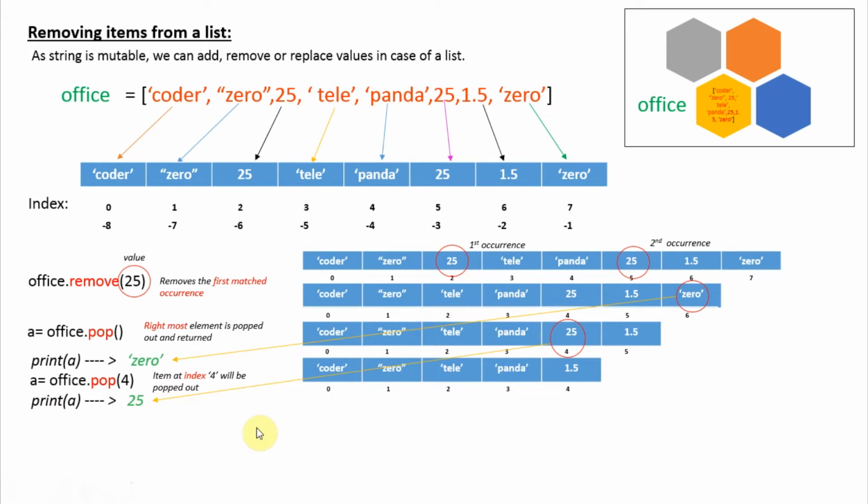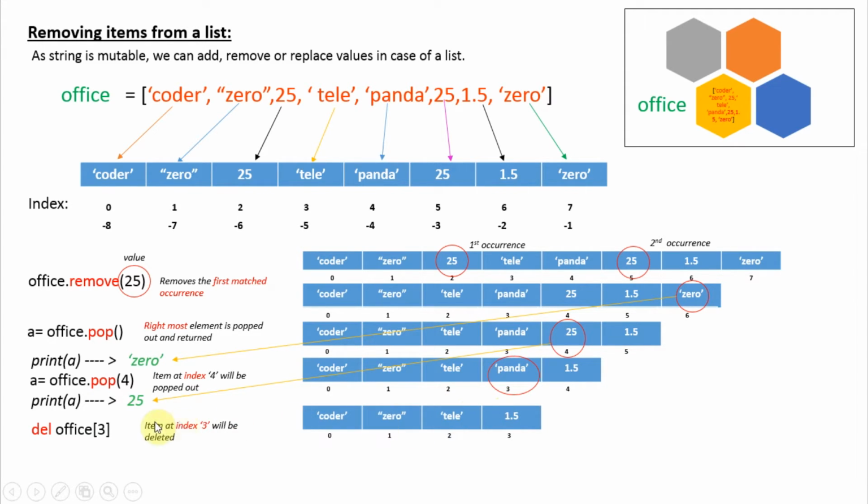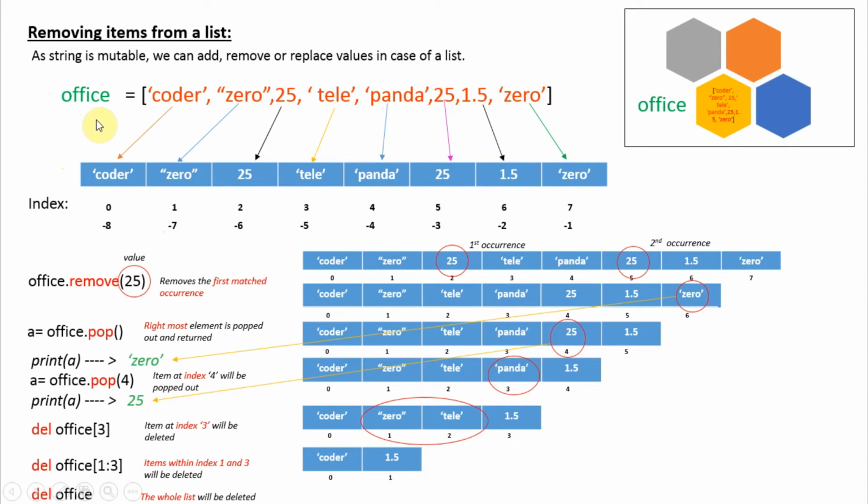So another way we can remove items from a list is using del. So del office, with the index position of the item we want to remove. So here panda is present at index 3, it will be removed. You can see here, we could do it like this also. Office, starting index, then stopping index, just like the slicing operation in a list. So here these two items will be removed, and if we use a command like del office, the list will be deleted. So after this, if you do print office, it will throw an error.